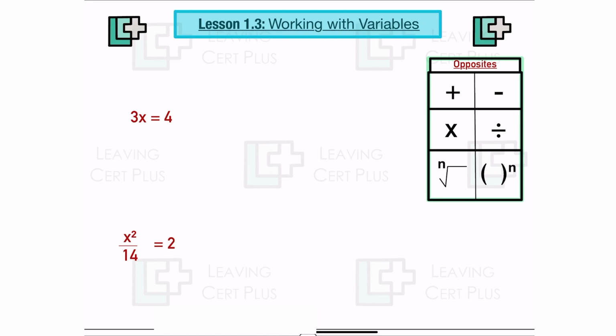Okay, so for the first one we have 3 being multiplied by x is equal to 4. We're trying to find the value of x. This is 3 multiplied by x. So to undo that multiplication, we're going to divide across by 3. You find x is equal to 4 over 3.